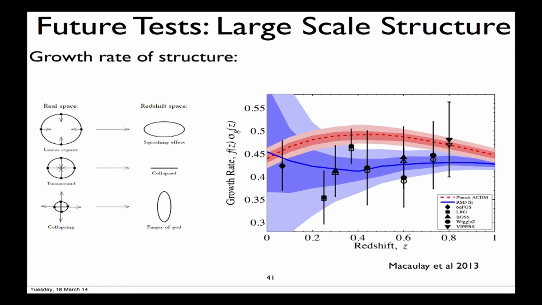This is the amount of gravitational collapse as a function of redshift. And this is the data. It's pretty inconclusive at the moment, but it's where we're going. And the hope is that over the next few years, we're going to get errors of order 1% out to redshift 2 on these quantities.